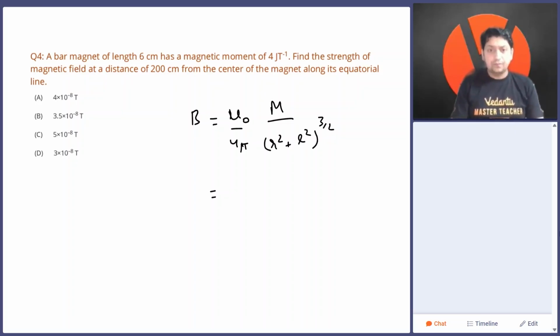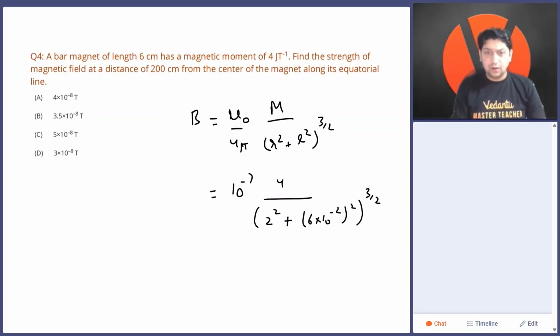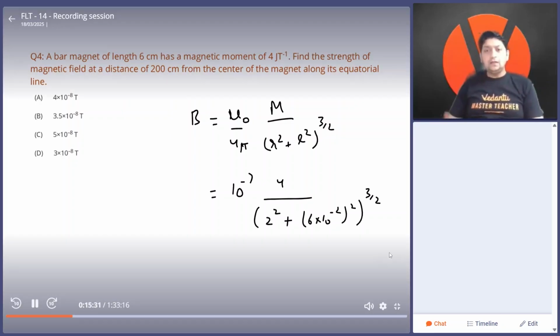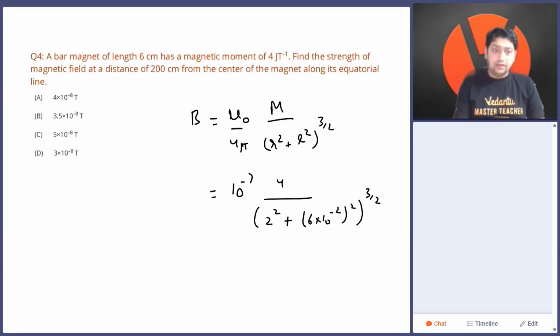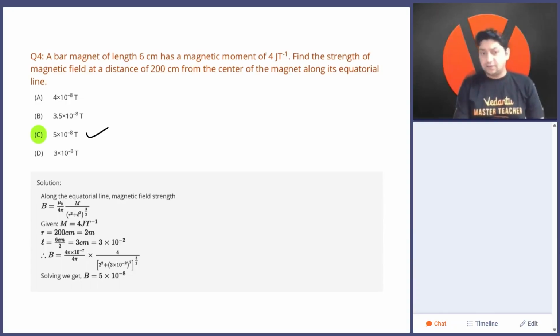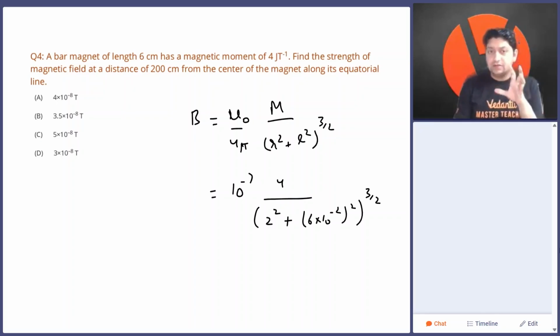The value of mu naught upon 4 pi is 10 raised to the power minus 7. The value of m is nothing but 4, right? And the value of r is also given, that is 200 centimeter, which is 2 meters, right? Square of it, plus the distance is 6 centimeters, so 6 into 10 raised to the power minus 2 square, and this whole having power 3 by 2. Now you just need to do the calculation, and after doing the correct calculation, you will get option C as the correct answer, right? So it's a very simple question. It's a single formula based question, and just the calculation will take time.